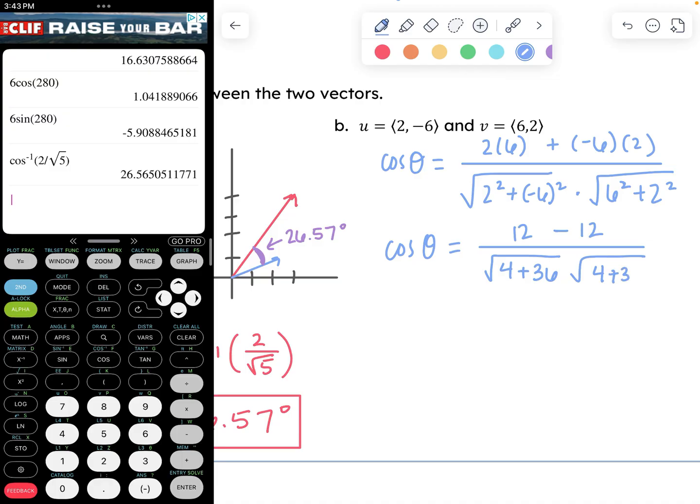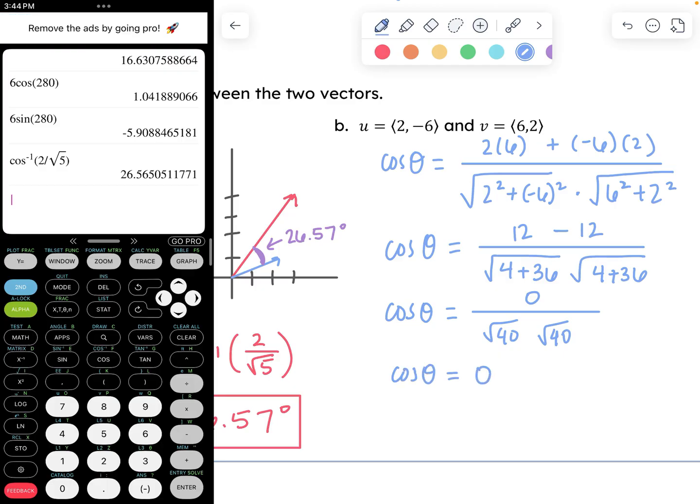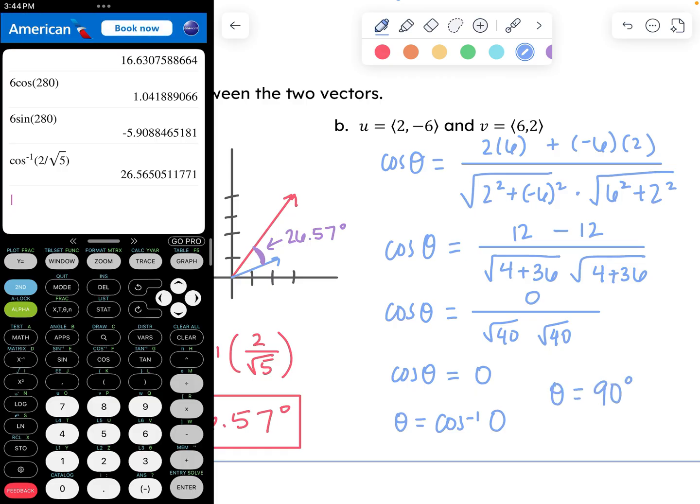So it doesn't really matter what's happening here in the bottom, even though I've got those two square roots. If I have a 0 in the numerator, well, 0 divided by anything is just going to give me 0. So I have the cosine of theta equals 0. So I can say theta is equal to the inverse cosine of 0. That is a unit circle value, which means that theta is equal to 90 degrees.